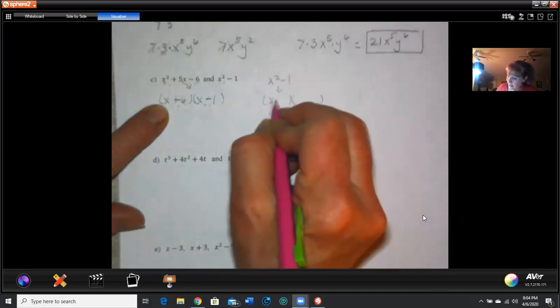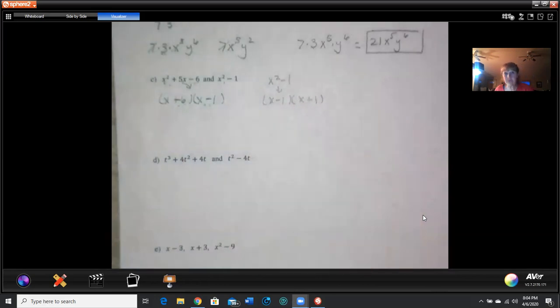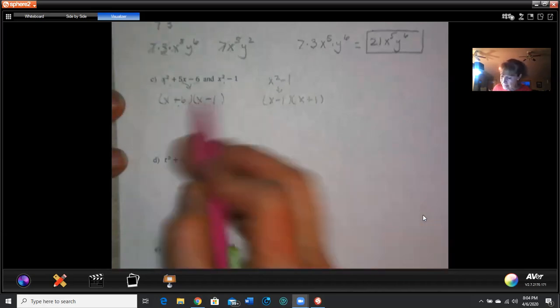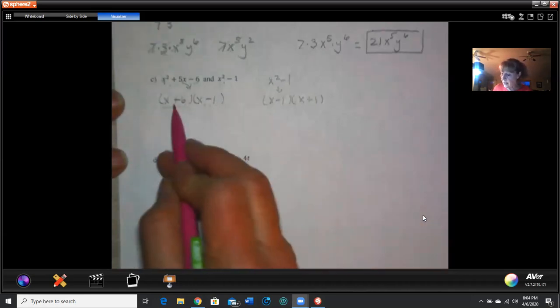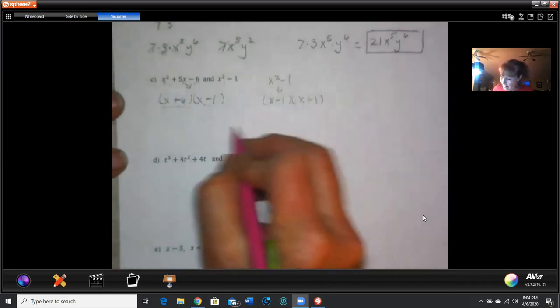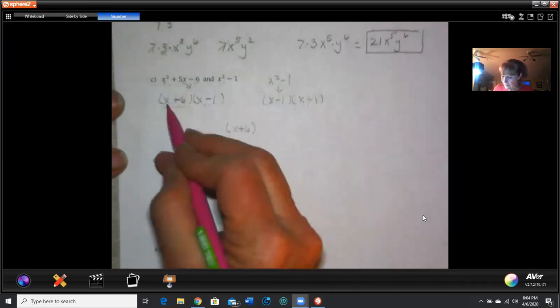We have x minus 1, x plus 1. So we have a difference of 2 squares. Okay, we're done factoring. So we're going to take each group and we're going to look for the highest power on each of these groups. Okay, let's see. We've got an x plus 6, and I don't have a higher power anywhere. So x plus 6 is part of the least common denominator.